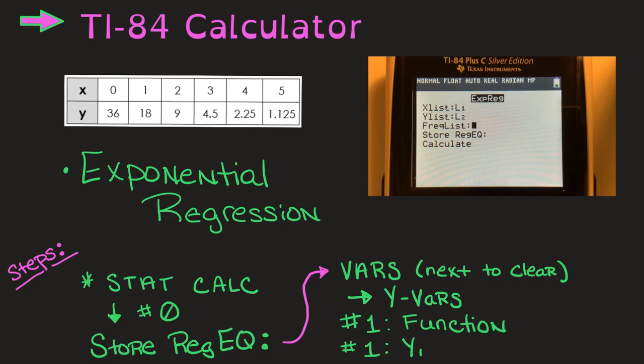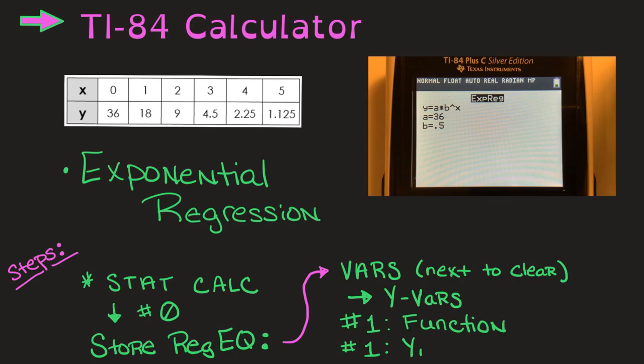Then I'm going to arrow down to where it says store regression equation. And from here, I'm going to hit the button that says vars to the left of the clear. Then I'm going to arrow to the right, hit y vars, hit enter on function, and then enter again on y1. This will allow you, once you hit calculate, the calculator will automatically store this data that you see here on the screen and place it into our y equals equation.